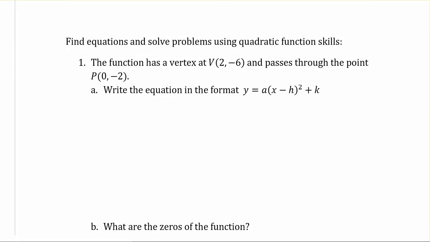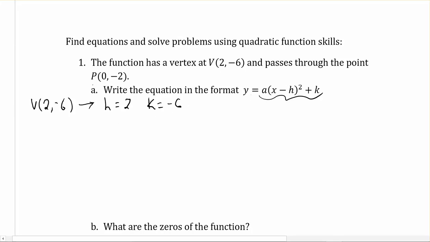The vertex form. So if we have, I'm just going to write this down, if we have the vertex, so V, (2, -6), that means that if we're looking at this equation, h is going to be equal to 2 and k is going to be equal to -6. Okay, so we know that bit of information when I go to put these numbers into our equation.